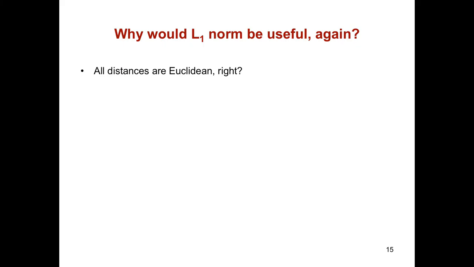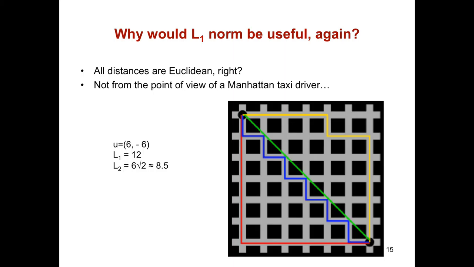Now, just to emphasize once again, why would this L1 norm be useful? I just had one example, but it could also be useful in terms of distance. This is the so-called Manhattan taxi driver problem, okay? If I'm a taxi driver in Manhattan, I'm on a regular grid. If I have to travel between point A and point B, I'm snapped to that grid, so I actually have to travel along this blue line, or maybe a red line.